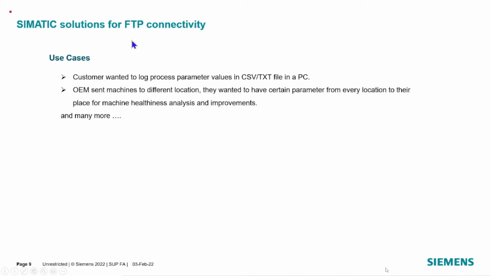Then another possibility: one of the OEMs sends his machines to multiple locations. He is not interested in accessing the web page of the PLC or SCADA and monitoring remotely, but he is interested in some critical parameters to improve the machine. So for him also, all over the area wherever he sent the machine, he can establish connectivity with his central FTP server over an IP address or a URL based FTP server over the internet. So the PLC will be able to send the data to that particular place, and the OEM can do further analysis.